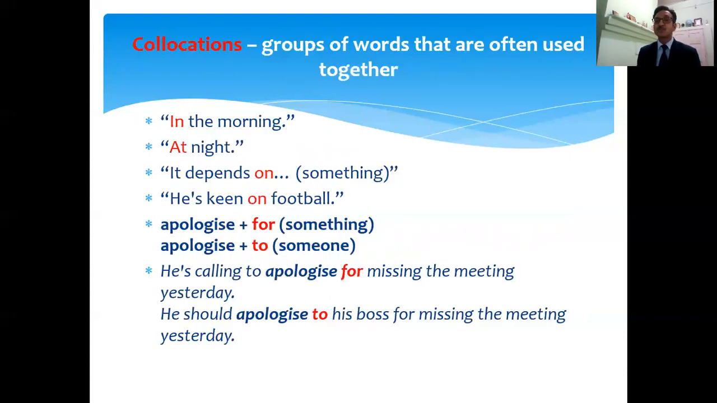Now I'll talk to you about how you are going to learn these prepositions, how you remember these prepositions. It's not very difficult to remember if you follow proper rules. So one little tip I'll give you here is collocations. Collocations is the group of words that are often used together. In the morning, at night.